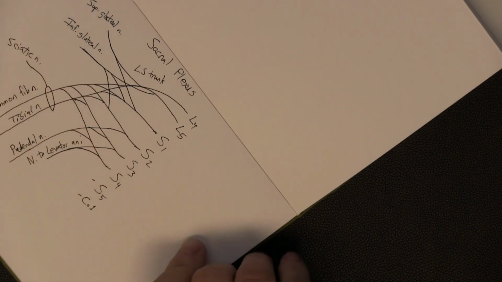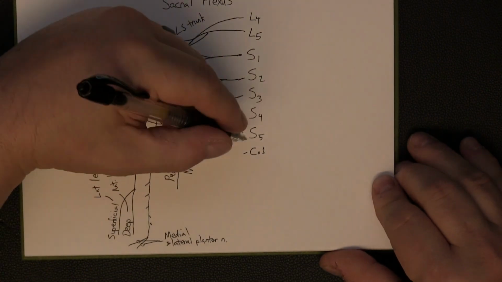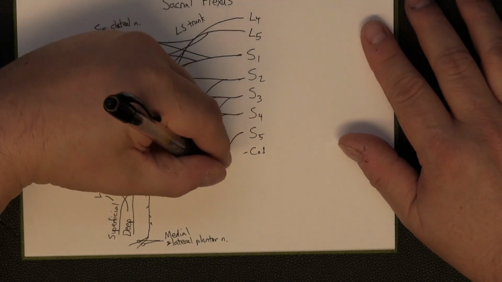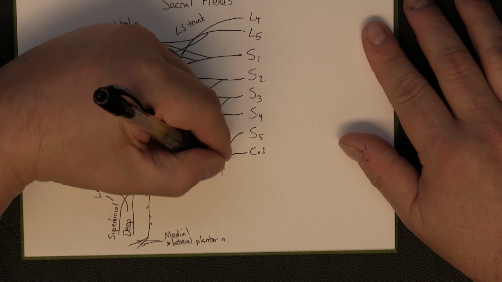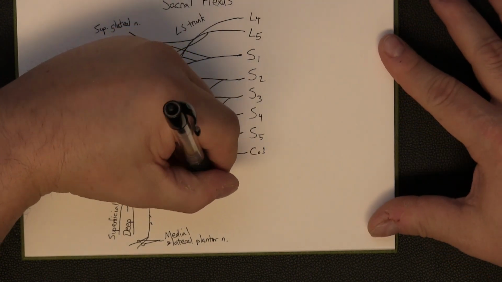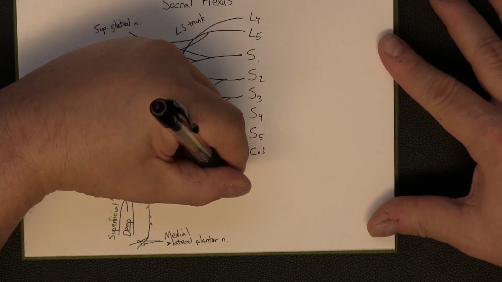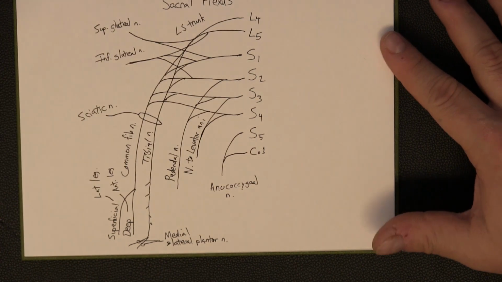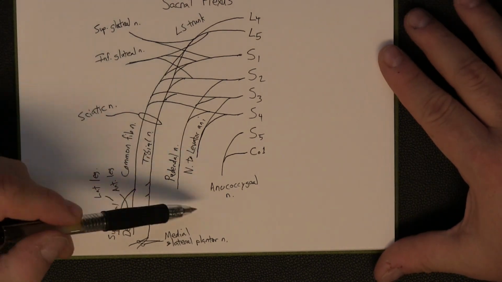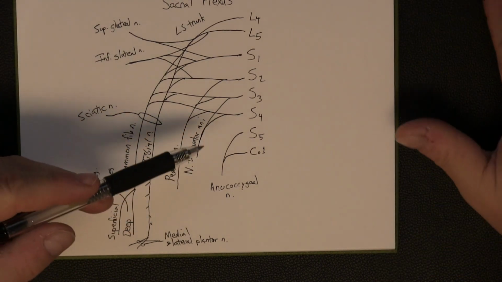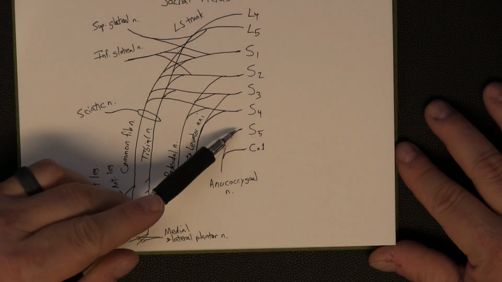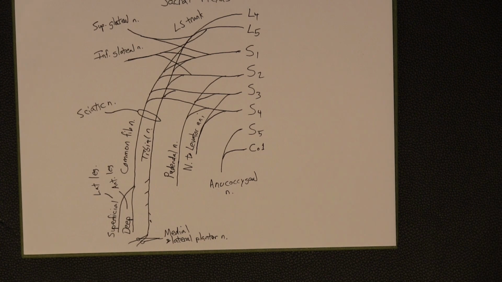And S5 and the first coccygeal, they're really not doing a whole lot, but they do tend to fuse together to create what is known as the anococcygeal nerve, which is going to be a little bit of motor and sensory to the external anal sphincter and the area around there. I only included it here for the sake of completeness because it's very tiny, and we just wanted to make sure that we knew that S5 and the coccygeal nerves were in fact doing something.